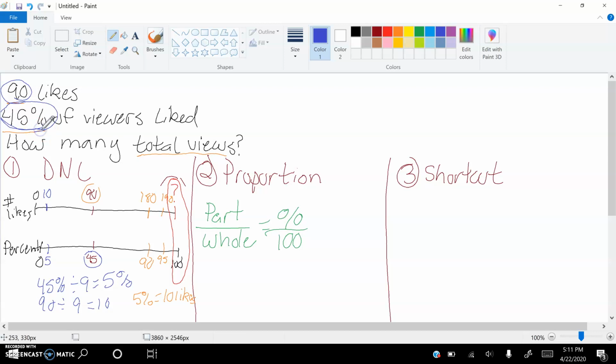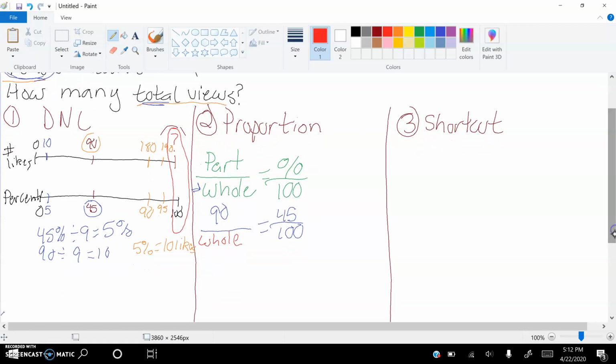Right away, I notice the percent sign on 45. So that's going to tell me that 45 is our percent. Now we need to determine if this 90 is the part or the whole. I know 90 is how many likes. It's not the total amount of views. The total views, that word total, is usually going to tell us the whole. So that means that 90 is going to be the part. And so we're looking for the whole. We're looking for the total views.